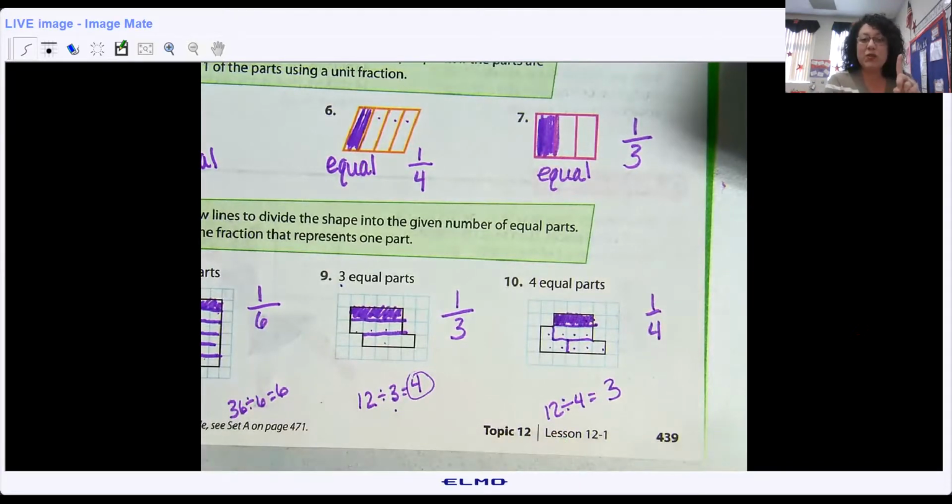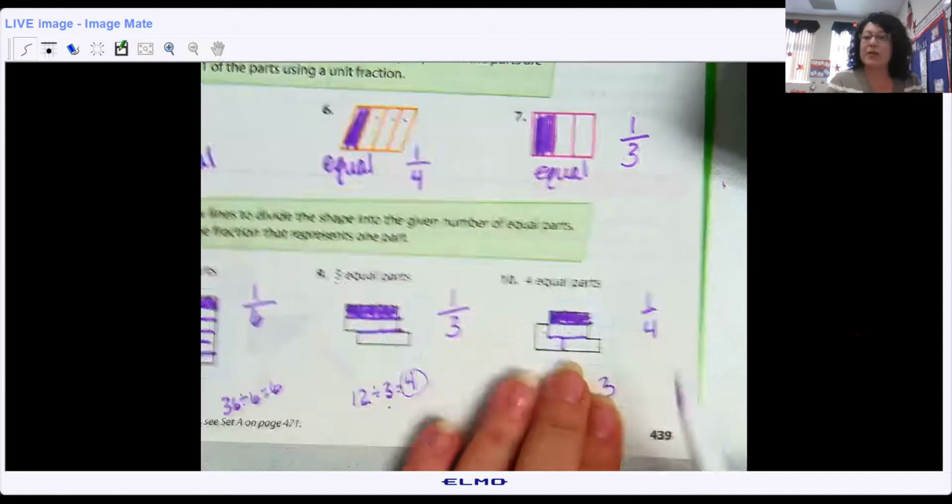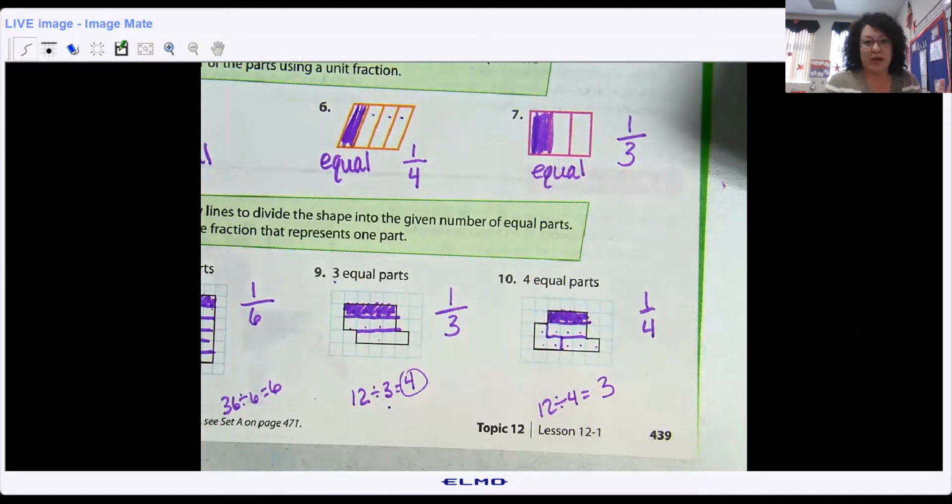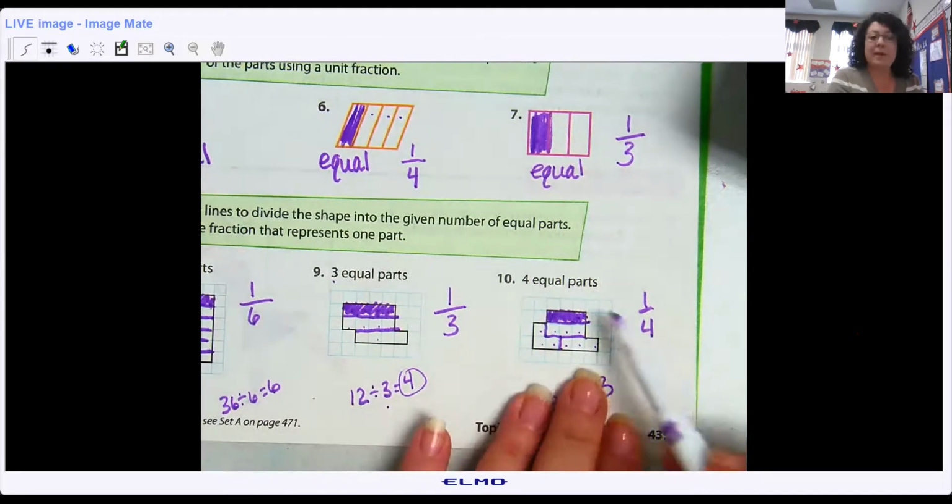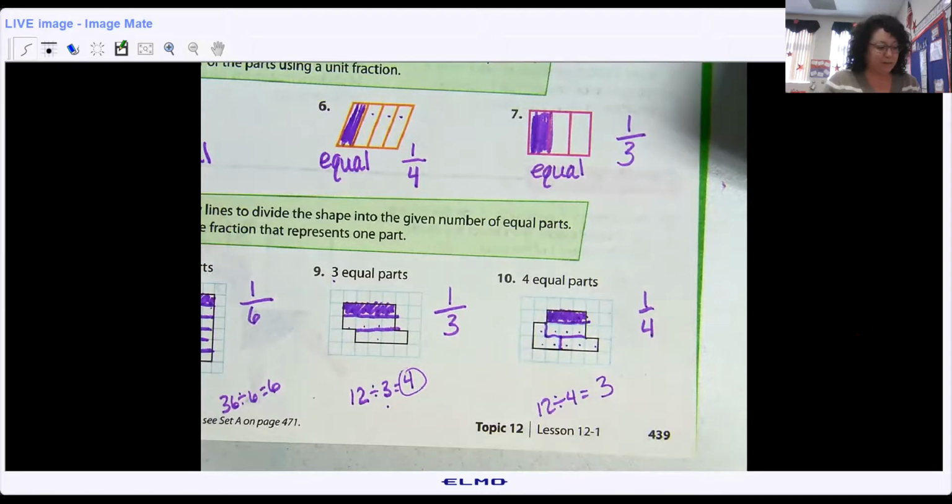Okay. Remember, unit means 1, and then my bottom number, it's called a denominator. We're going to take that in our notes tomorrow. It is how many pieces all together.